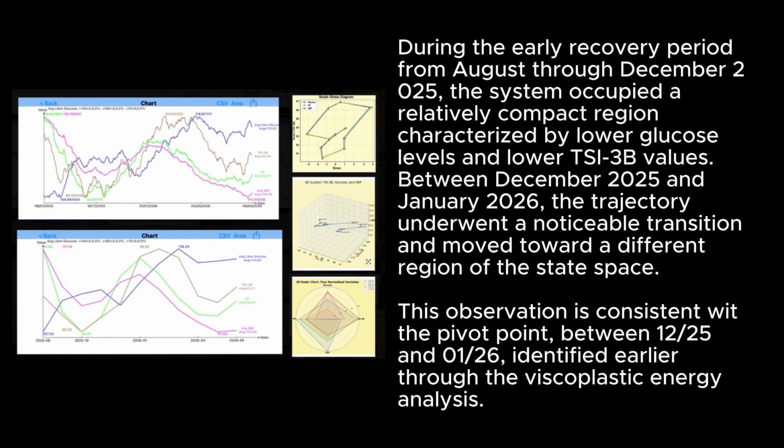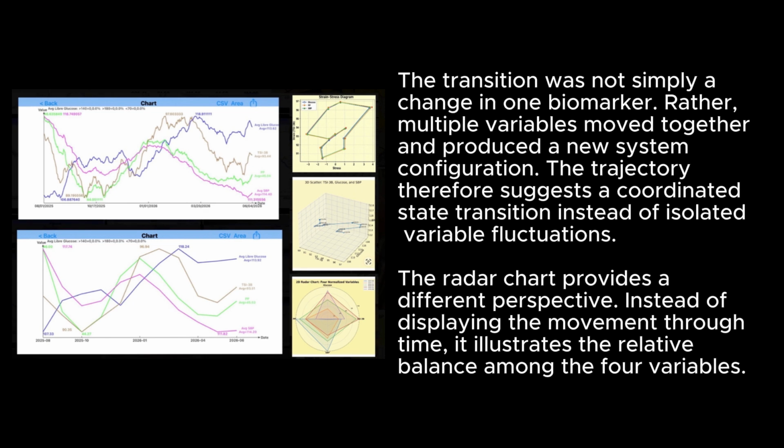Between December 2025 and January 2026, the trajectory underwent a noticeable transition and moved toward a different region of the state space. This observation is consistent with the pivot point between 12/25 and 01/26, identified earlier through the viscoplastic energy analysis. The transition was not simply a change in one biomarker. Rather, multiple variables moved together and produced a new system configuration. The trajectory therefore suggests a coordinated state transition instead of isolated variable fluctuations.